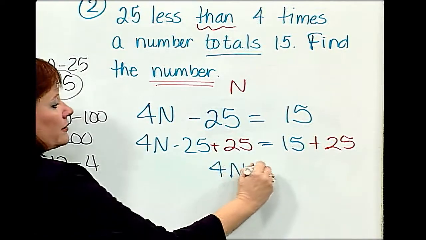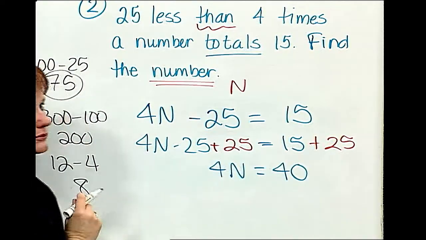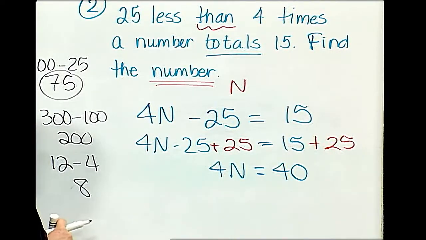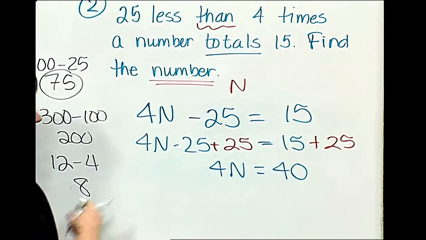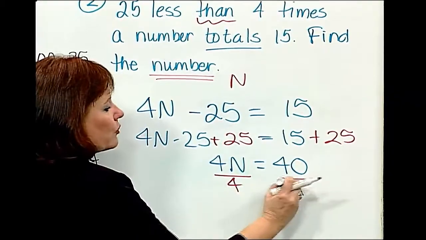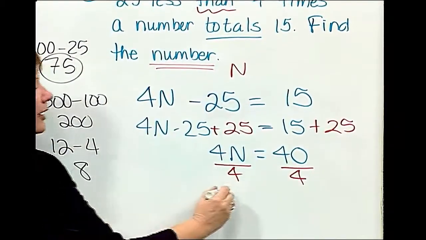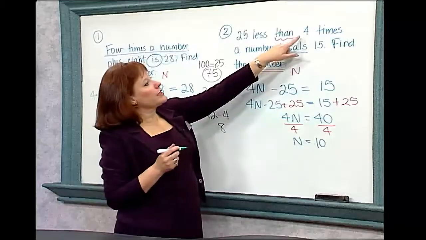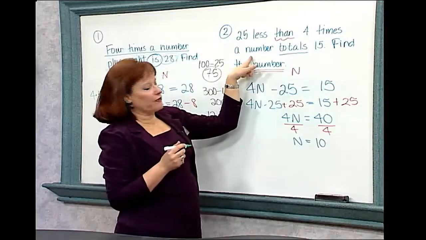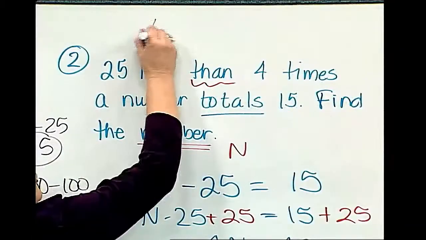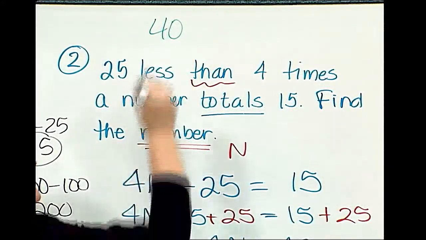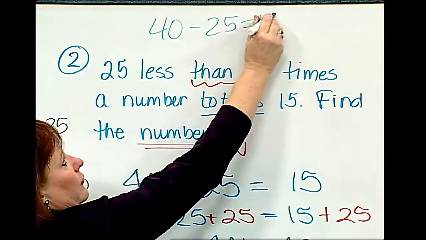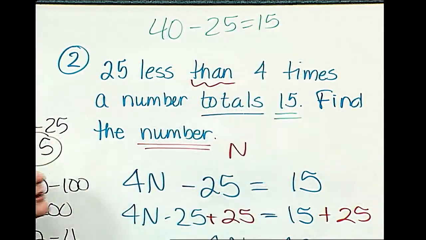That leaves 4n equals 40. This means 4 times n is equal to 40, so I want to do division to undo that multiplication. I'll divide both sides by 4, and I get n is equal to 10. When we say 4 times a number, we mean 4 times 10, which would be 40, and 25 less than that would be 40 minus 25, which would be 15, which is what we expected to get.